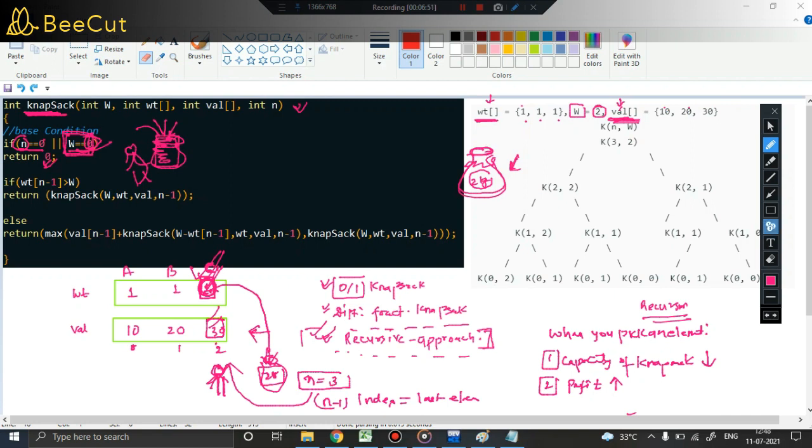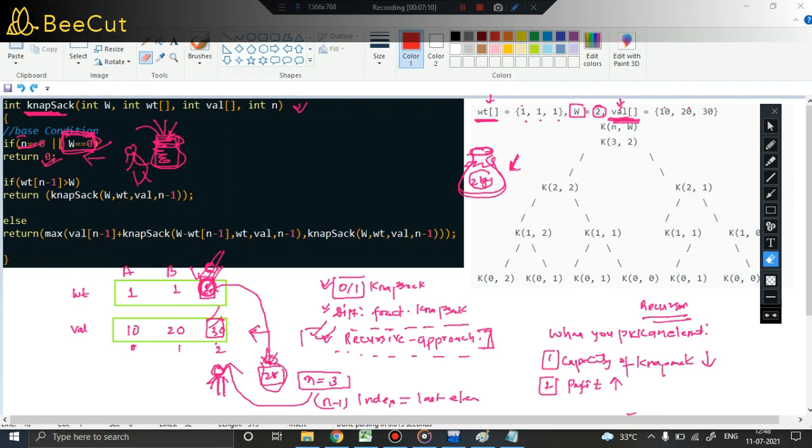So this clearly indicates that whenever either of the conditions is true, which means either no items are present, meaning the shopping mall is completely empty, or your knapsack is completely filled, or your knapsack does not have any capacity left, in that case the profit will be 0. So remember, this is my base condition. What is the other case that can happen?